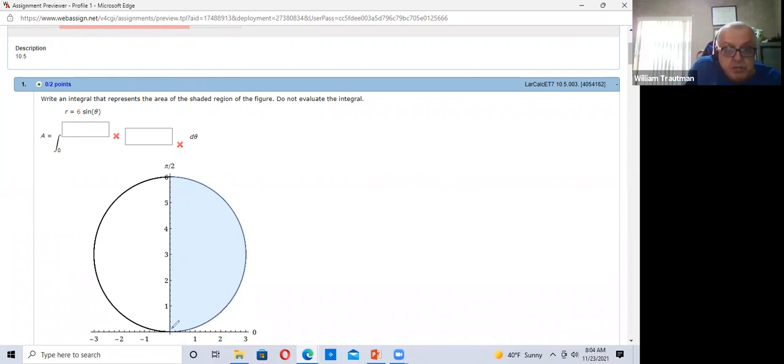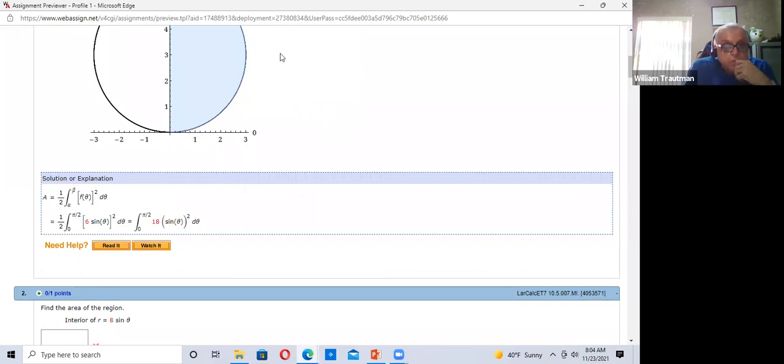So obviously you're going to integrate from 0 to pi over 2. Six sine theta. And the formula says, so we're doing it from 0 to pi over 2, 6 sine theta. Formula says square it. So when you square 6, you get 36. 36 divided by 2 is 18. So this is what you're going to integrate. And remember, we can change this when we integrate this. It doesn't want us to integrate this, but we can change this to make it easier for us to integrate.